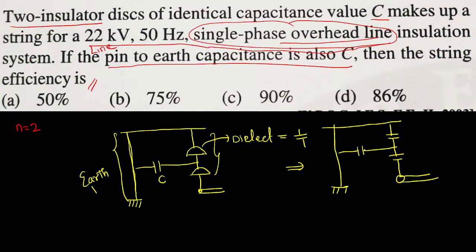Now if you read the question once again, the insulators are identical capacitors C, and this is earth, this is our pin. In between pin and earth also we have the capacitor C. So all the capacitor values are C only. Now the question is, what is the string efficiency? Let us see how to calculate.